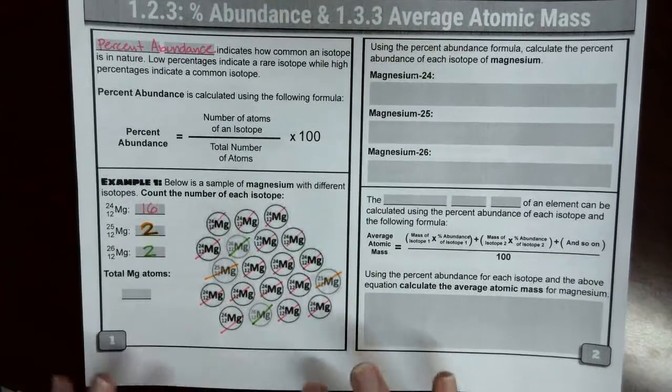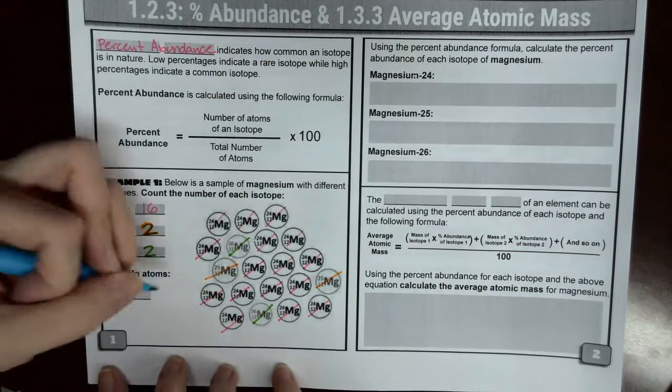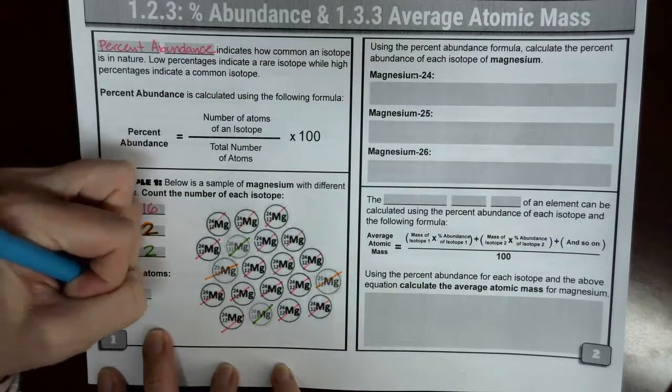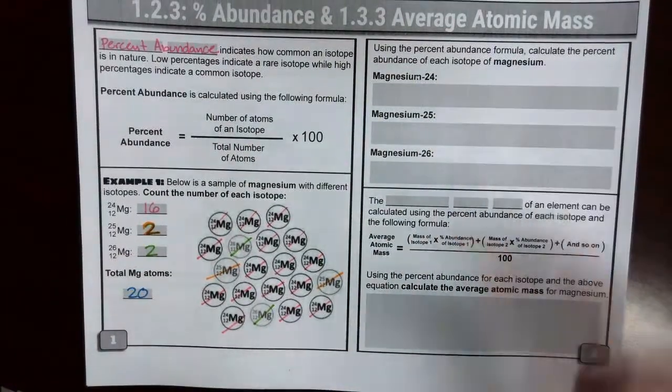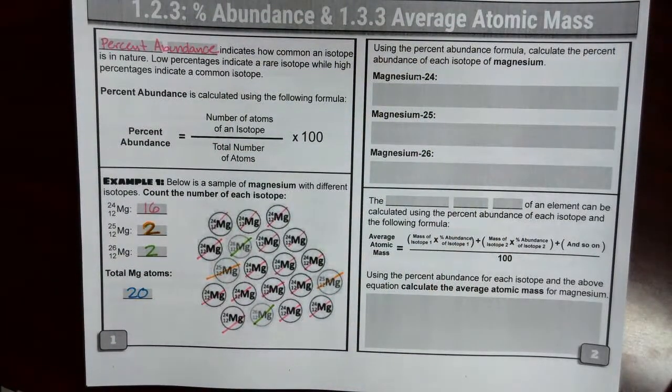So then I need to find my total number of atoms, so I'm going to add these three numbers together. 16 plus 2 plus 2 is a total of 20 atoms. Now I know how many atoms I have of a given mass, and I know how many total atoms I have. So over here we're going to do our percent abundance equation.